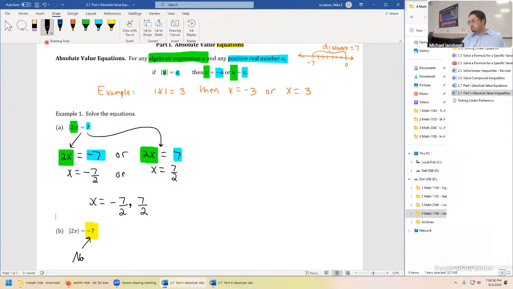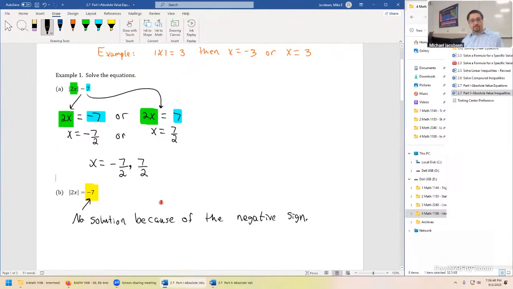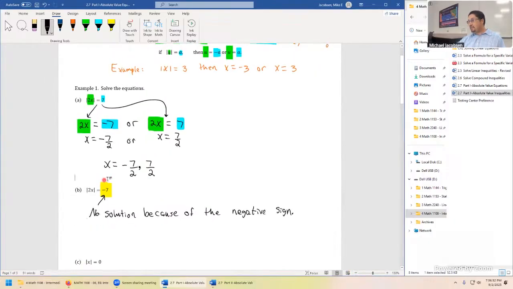No solution? Because of the negative sign. So that's one trick question to watch out for. Again, it's a freebie when you spot it, making it kind of nice in a way. And it's only valid for this right-hand side because the absolute value of anything can never be negative. Any questions with either two of those so far?